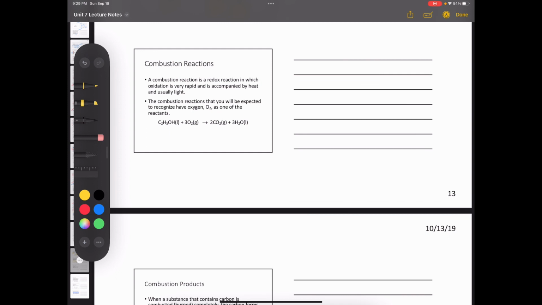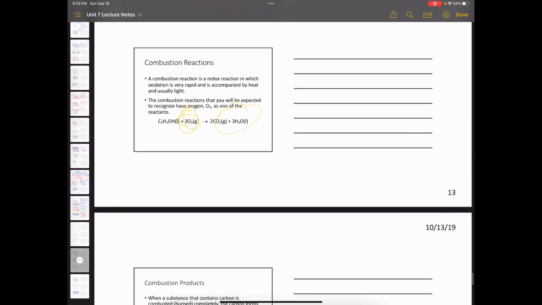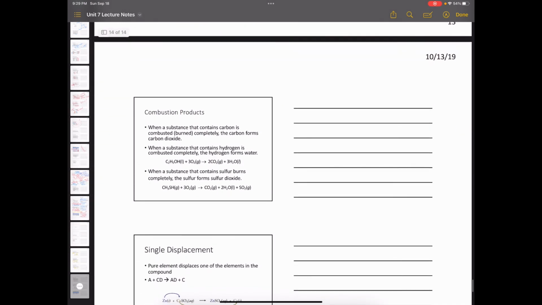So the combustion reaction is accompanied by light as well as heat. So you have propanol here, for example, reacting with oxygen to form carbon dioxide and water. The combustion reaction usually is expected to have oxygen as part of it. So that's a sign. If you look at a chemical equation which has oxygen as part of it, there's a good chance that it's a combustion type of reaction. So oxygen is part of the reactants. It has to be part of the reactants. Otherwise, it will not be considered a combustion reaction.